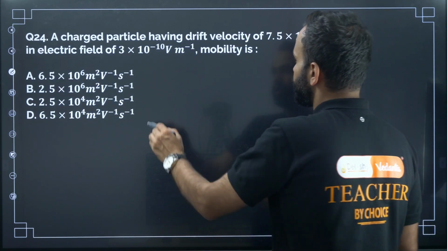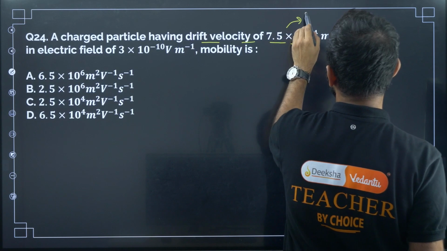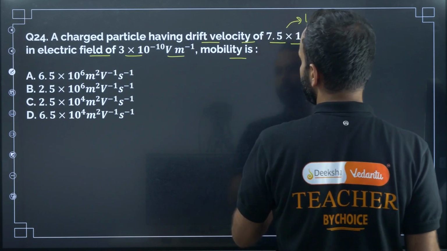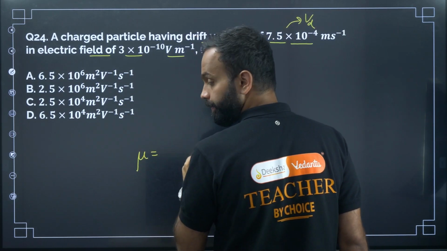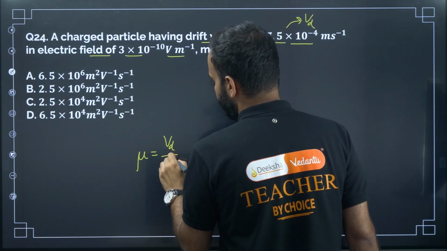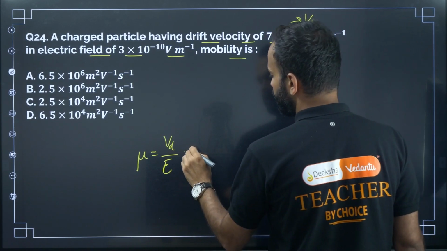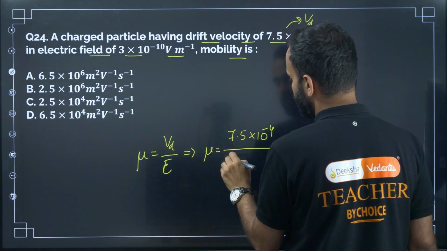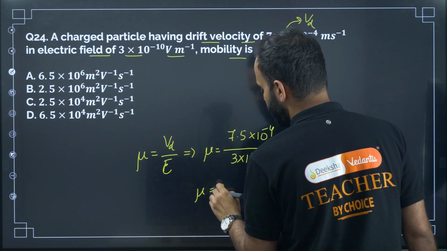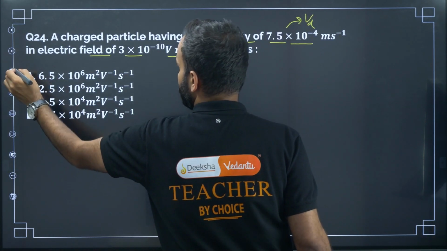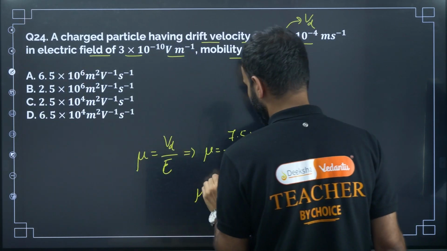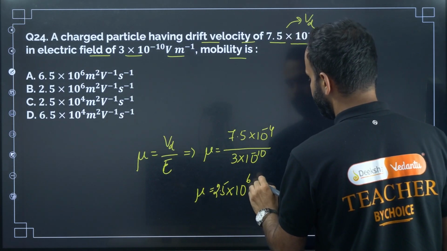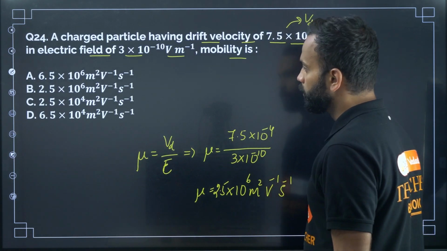Next question, question number 24. A charged particle having drift velocity of 7.5 into 10 to the power minus 4 meter per second, that is Vd, in electric field of 3 into 10 to the power minus 10 volt per meter, mobility is? So mobility mu equal to Vd, the drift velocity, divided by electric field. So mu equal to 7.5 into 10 to the power minus 4 divided by 3 into 10 to the power minus 10. So mu equal to 2.5 into 10 to the power 6 meter square per volt per second. So the correct option is B.